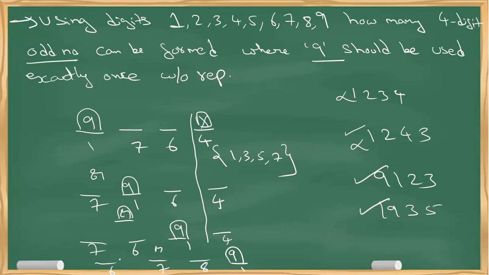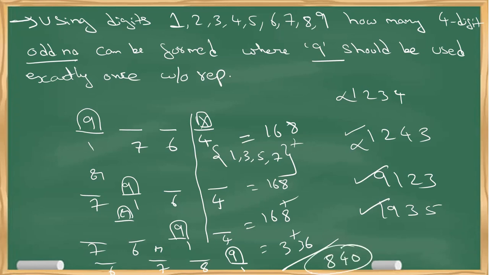Simple. Now if you multiply 7 into 6 into 4, this is 168. This is also 168. This is also 168. Now 8 into 7 into 6 will become 336. When you add all these four values, you will get 840 as the total. This is the answer for the question they have asked. Hope it is clear to all. Okay.